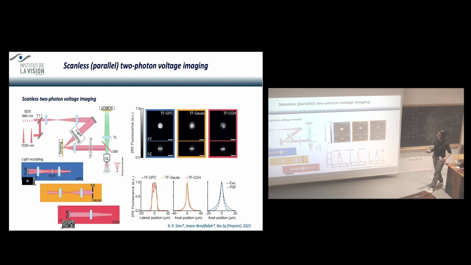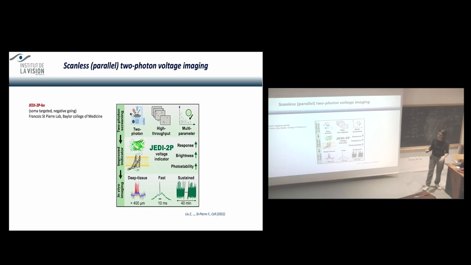We can do scanless two-photon voltage imaging, and so we built a system. It's the very same as described before, where we can have either generalized phase contrast or holography or simply a large Gaussian beam. And now the idea is to place the entire spot on the cell, so we don't have to scan anymore. We can collect a lot of photons. Because you don't want to lose spatial resolution, now we need to use camera detection, okay? So we use the only indicator, or among the only indicators, that works in two-photon, called JEDI-2P from the group of François Saint-Pierre, which has been shown to work in two-photon.